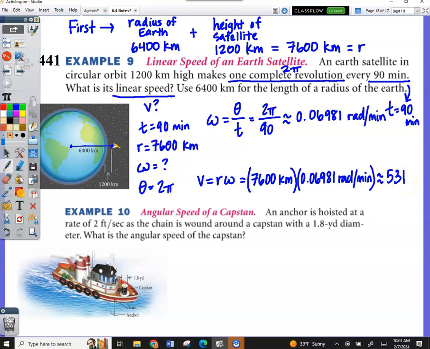Now, we need to know what we're talking about, okay? If we're talking about velocity, go back to miles per hour, but we're not in miles, we're in kilometers, we're also not in hours, we're in minutes. So that's your unit of measurement, kilometers per minute. And that's the answer. You're going 531 kilometers per minute.